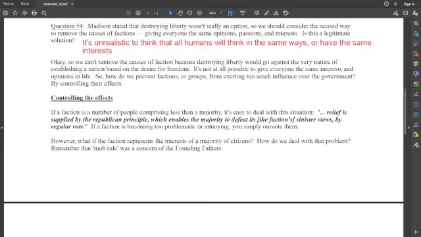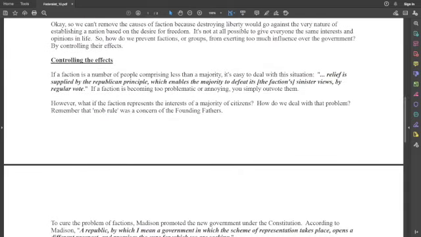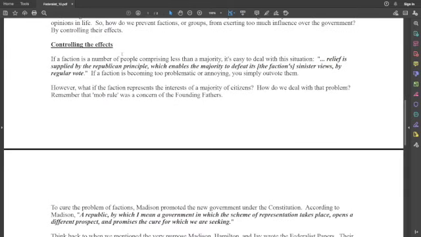Okay? He says, if a faction is a number of people comprising less than a majority, it's easy to deal with the situation. He says relief is supplied by the Republican principle, which enables the majority to defeat the faction's sinister views by regular vote. And he said, look, it's really easy to deal with a minority faction.